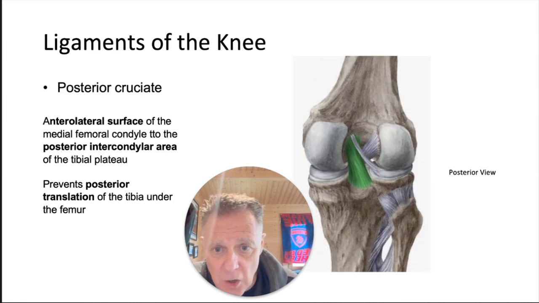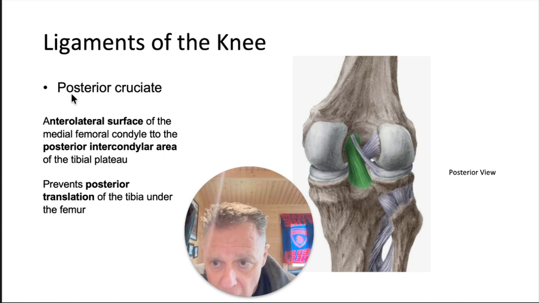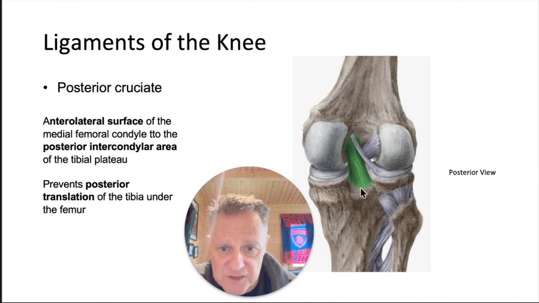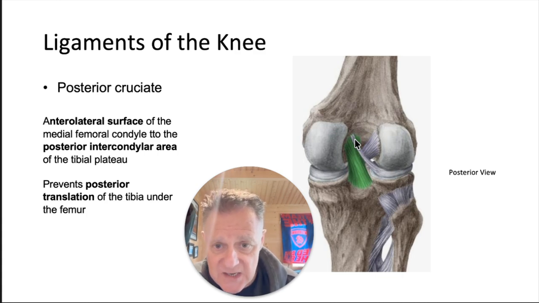And then, of course, the opposite of that is the posterior cruciate ligament, attaching to the posterior intercondylar area of the tibial plateau. So it's into the posterior aspect of the tibia and therefore to the anterior aspect of the femur above. And I'm sure you can see the role of this. It prevents the tibia moving posteriorly underneath the femur, or the femur moving anterior to the tibia.